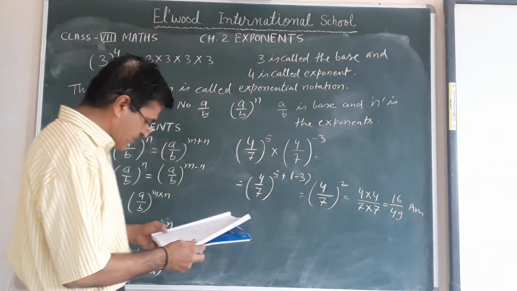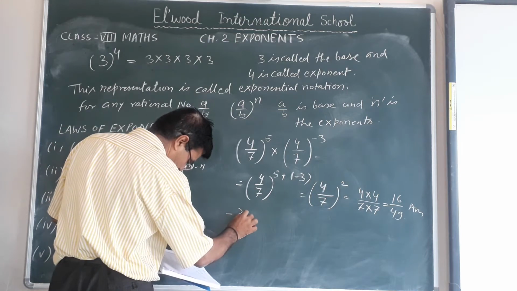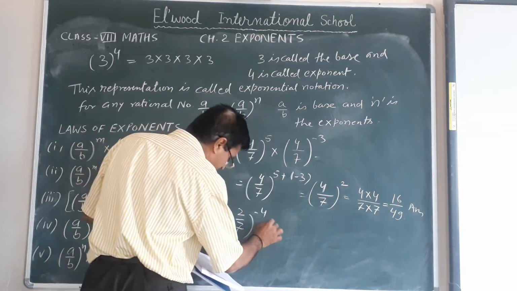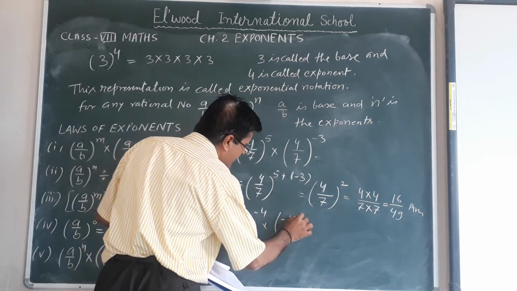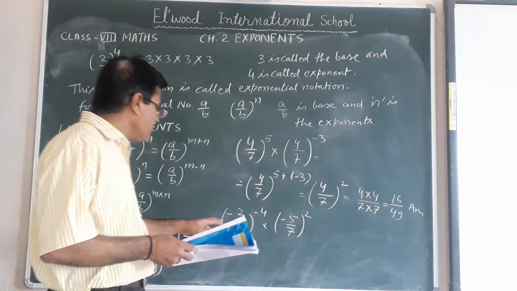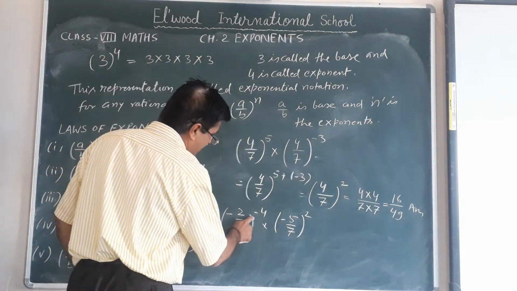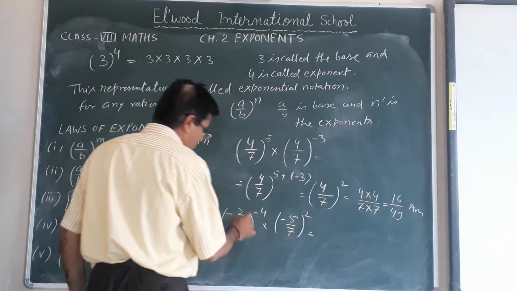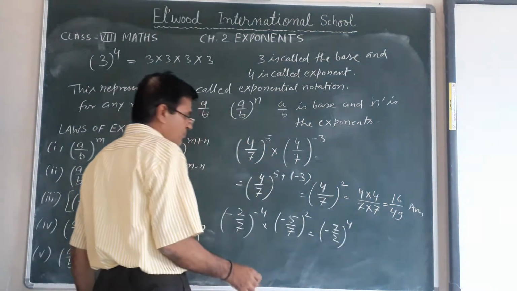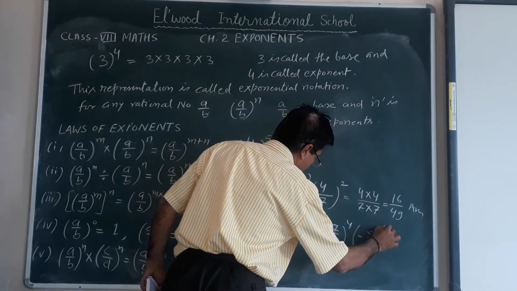Now take one more example. Say (minus 2 by 7) raised to power minus 4 multiplied by (minus 5 by 2) raised to power 2. So in this case bases are different and powers are different. So we will first make it reciprocal. So it will become (minus 7 by 2) raised to power 4 multiplied by (minus 5 by 7 multiplied by 2).